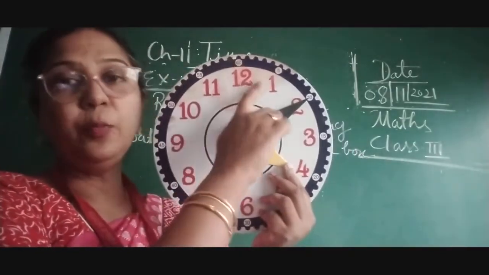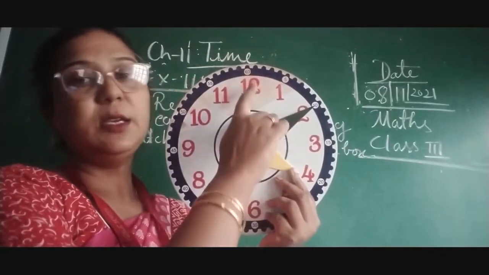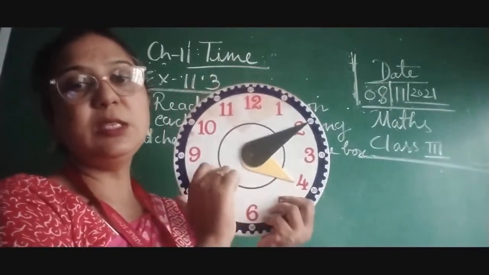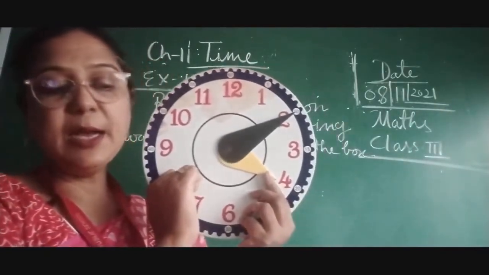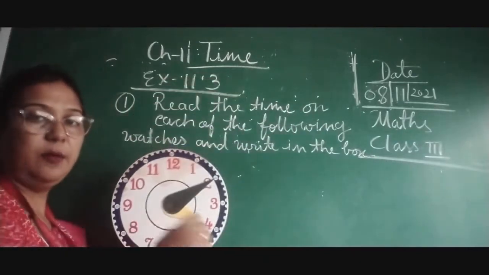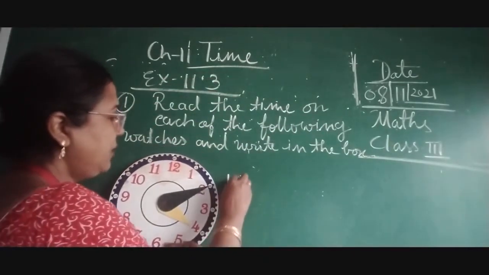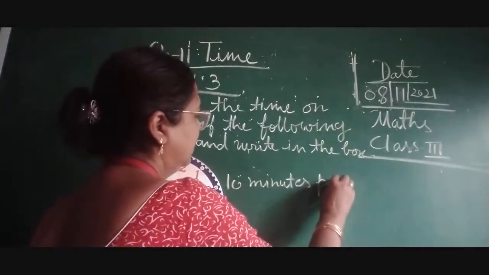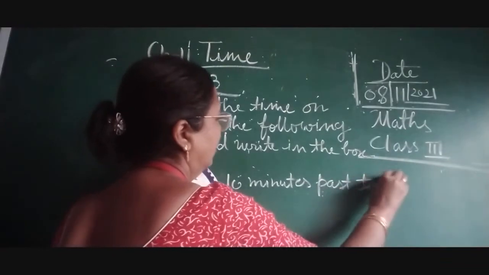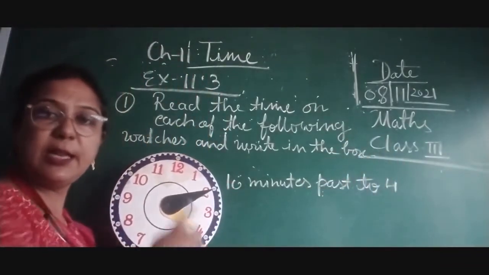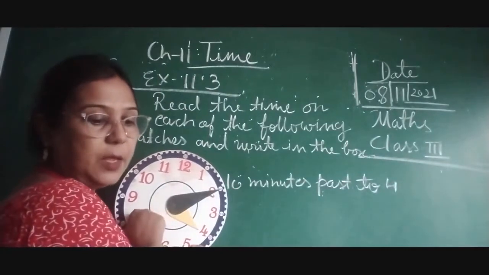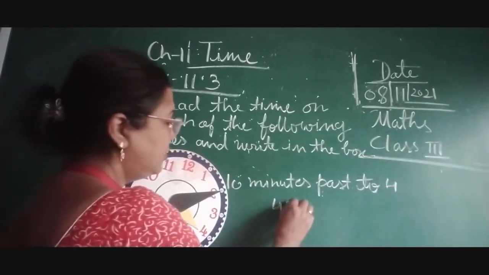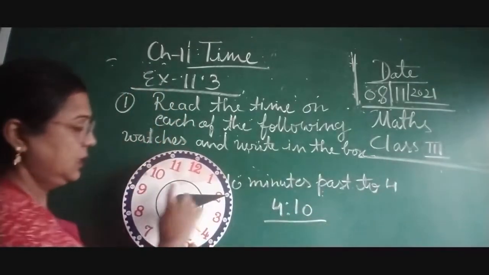It means, how many minutes have passed? You can say 5 and 5 is 10. So this is 10 minutes past 4. You just write down the first answer: 10 minutes past 4. This is your answer, children. In another way you can write it like this also: this is 4:10.